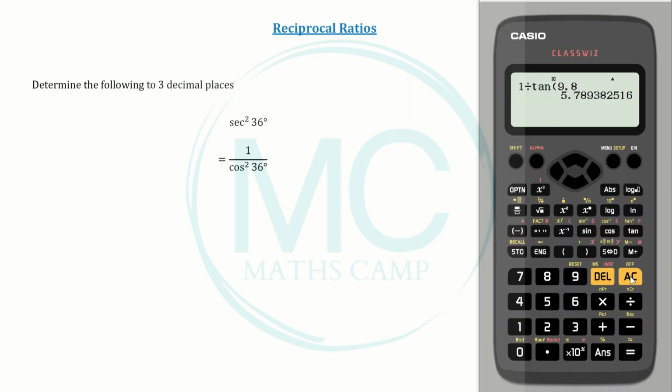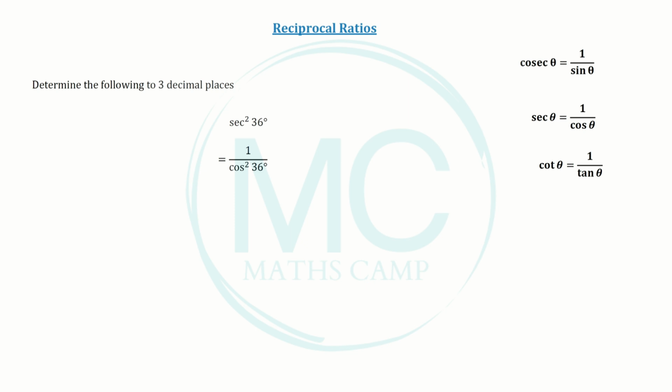Let's get our calculator and we can say, let's start by finding cos 36 degrees. We square it. And then we can say 1 over our answer, cosine squared 36 degrees. We get an answer of 1,5278. Round off to 3 decimal places. We get an answer of 1,528. Let's look at another one.